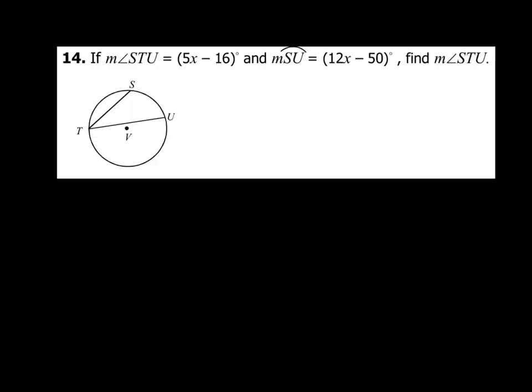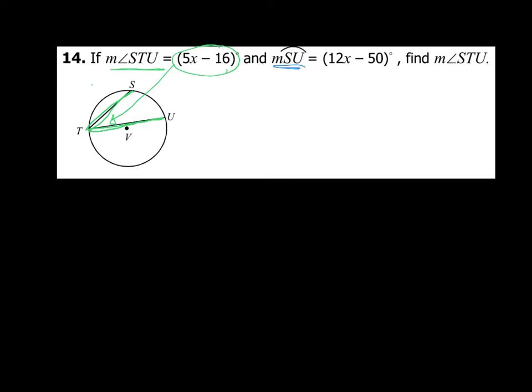Okay, now we come on to the measure of angle STU, and where's that? That's right here. That's this angle right here. It doesn't quite pass through the vertex, and that's worth 5x minus 16 degrees. So this is the value of this angle right here.